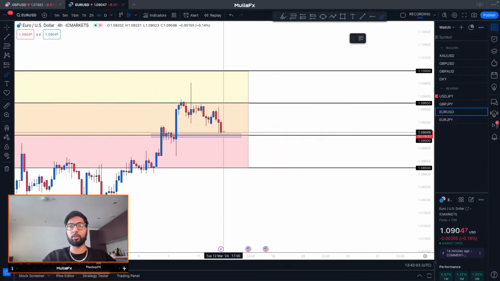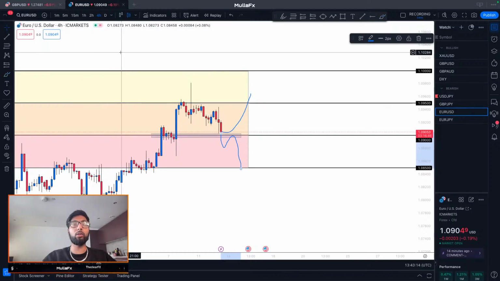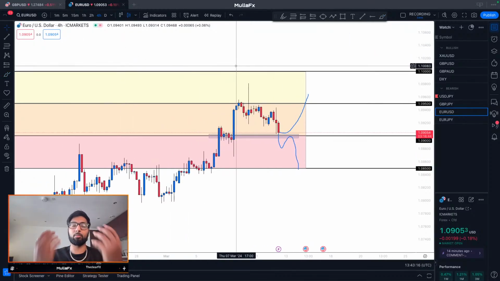Two ways price can go. It can either bounce and go to my yellow zone, or it can break, retest, and then go to the bottom of my red zone, right? These are the only two ways price could move, right? You need to understand as a trader that price only moves in these directions, and you want to be part of one of these directions. So you need to calculate your confluences, calculate your risk, calculate which one's higher probability, right?